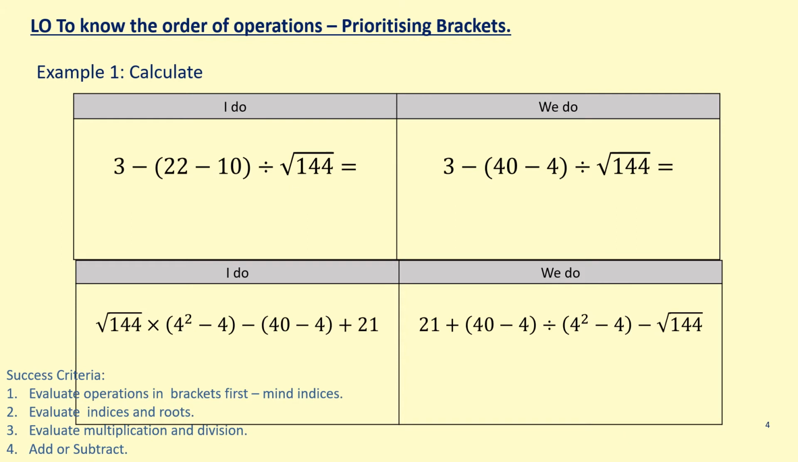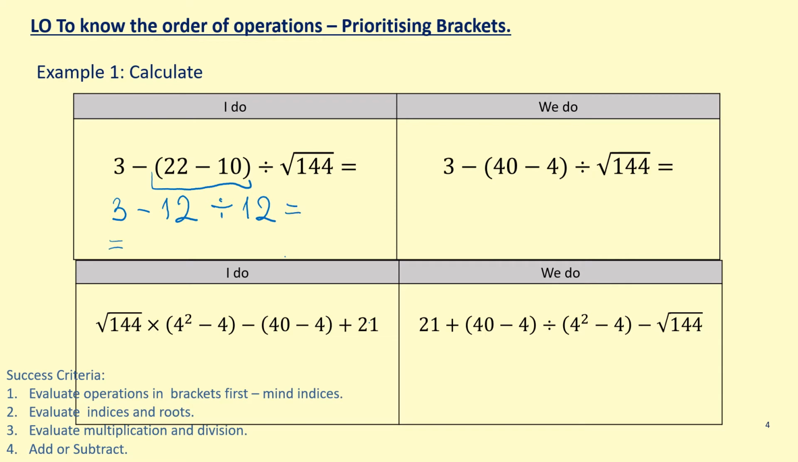Okay, moving on to another example. Let's have a look at this. In here, I need to do the bracket first. So I've got 3 take away 22 minus 10, which is 12. And now divide by, I can do the indices as well. So the square root of 144 is 12.